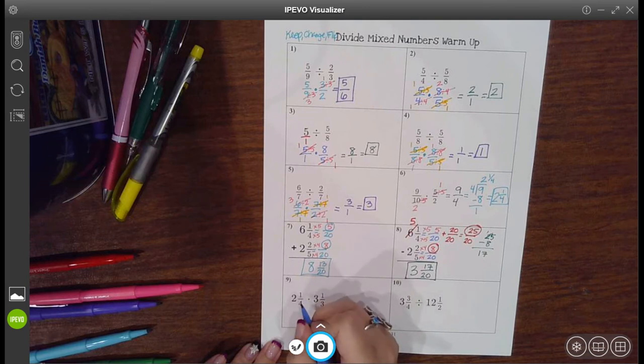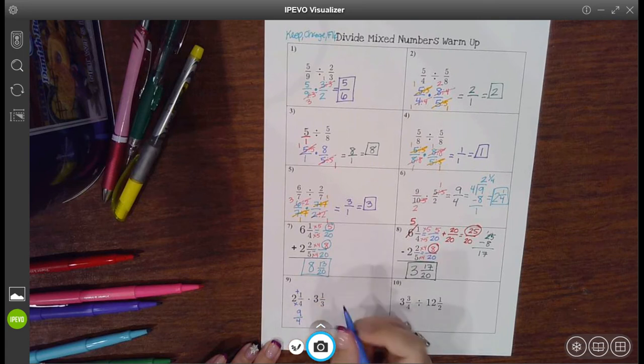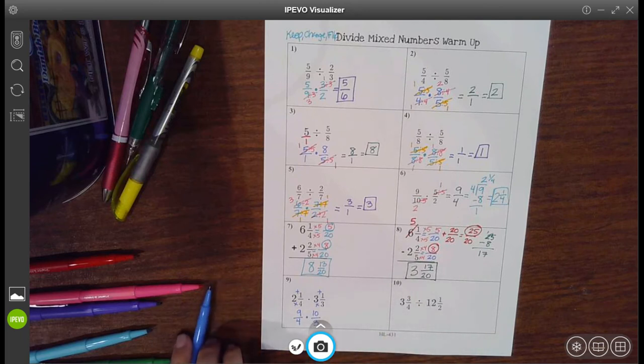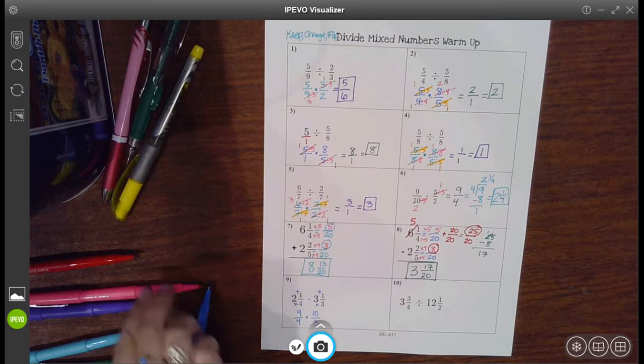Well, when you're changing a mixed number to an improper fraction, you keep the denominator the same. You multiply the denominator and the whole number. 4 times 2 is 8. Plus 1 is 9. Same thing here. Keep the denominator the same. 3 times 3 is 9. Plus 1 is 10. Now, I don't need to do keep, change, flip or anything because they're already multiplying, right?